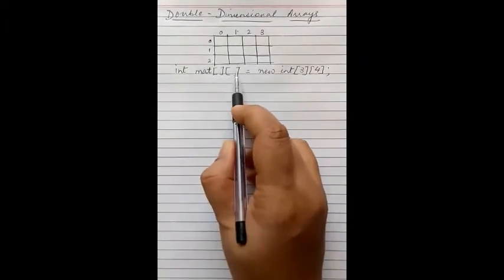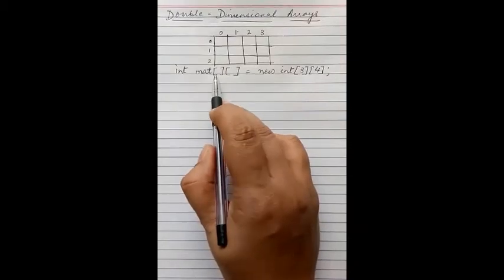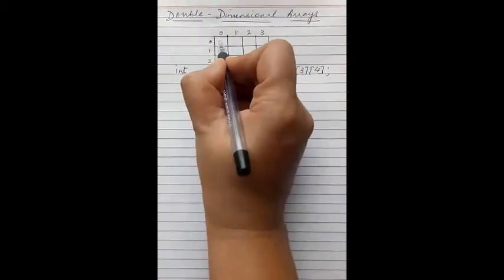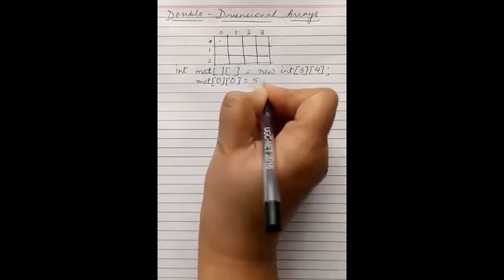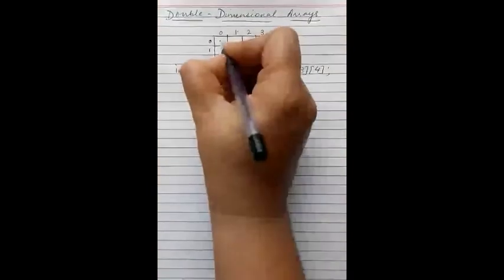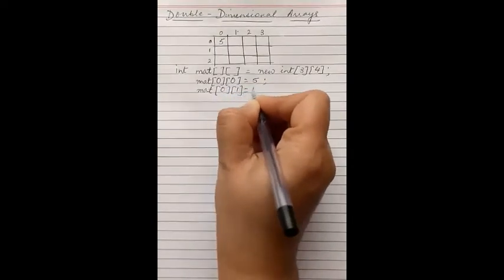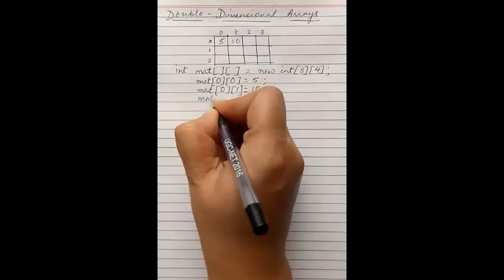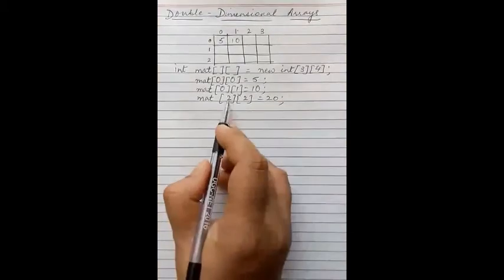And here we write two square brackets to specify that there are two dimensions. First represents the number of rows and the second represents the number of columns. Now if this element is to be entered, we will be writing mat at position 0 0 equals 5. I have initialized 5 at this position, so 5 will be entered here. If I write mat at position 0 1 equals 10, that means 0th row and first column, so 10 will be entered here.